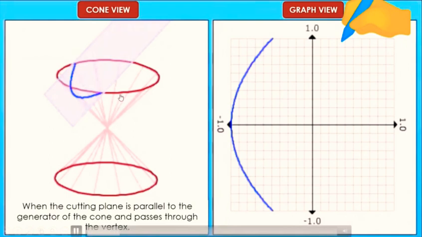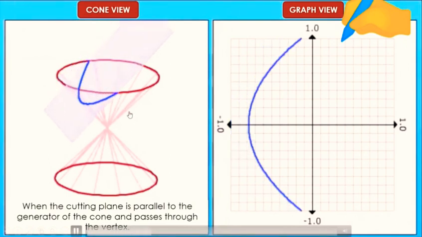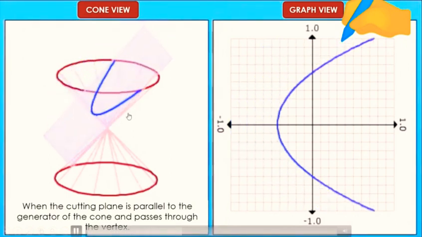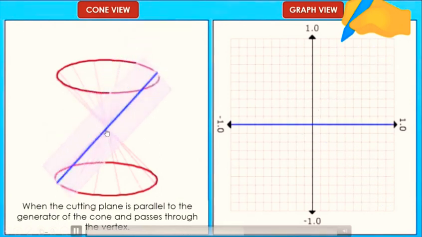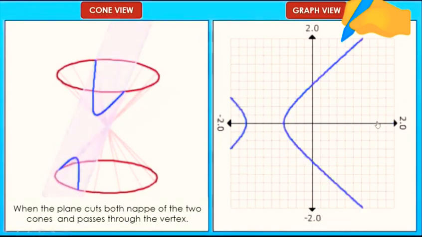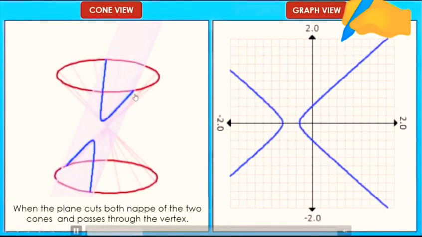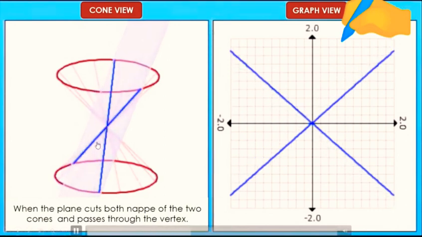Next, when the cutting plane is parallel to the generator of the cone and it passes through the vertex of the two cones, then the figure being formed is a line. Lastly, when the plane cuts both nappes of the cones and passes through the vertex, then we'll have two intersecting lines.